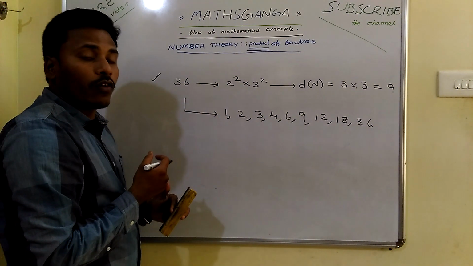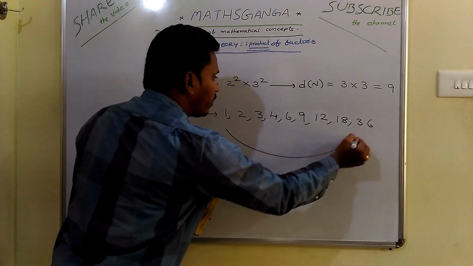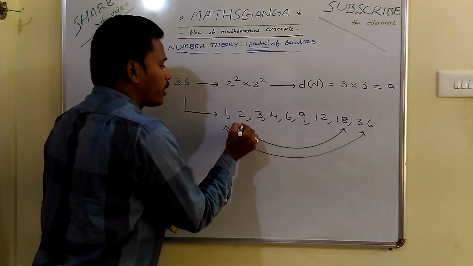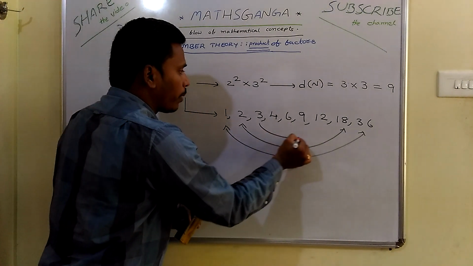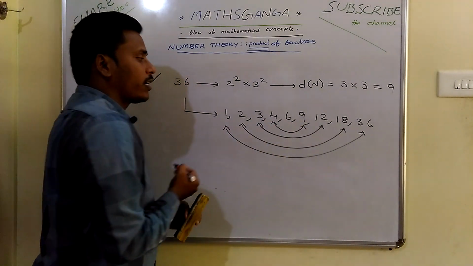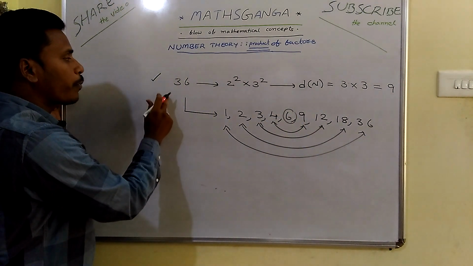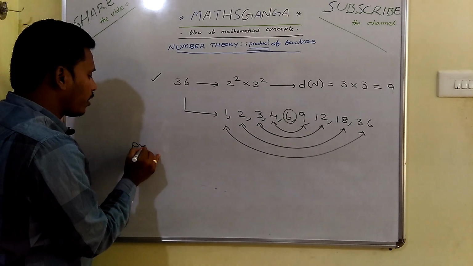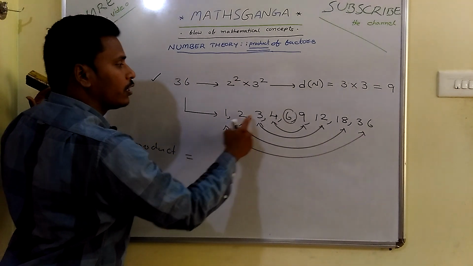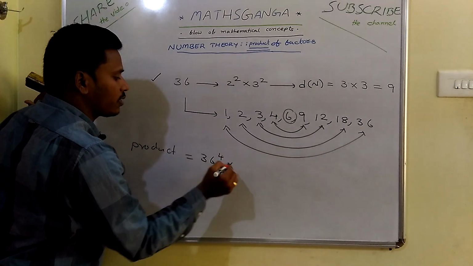If you try to find the product of all these factors, as in the above example, just regroup them. Multiply 1 with 36, the product is 36, the original number. Multiply 2 with 18, the product is 36, the original number. And then multiply 3 with 12, the product is 36, the original number. 4 and 9, the product is 36, the original number, but we are left with this 6. So if you find the product of all the factors of 36, the product results to how many 36s? So 1 into 36, 2 into 18, 3 into 12, 4 into 9. Totally there are 4 36s in the product.